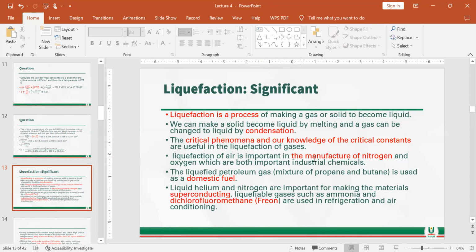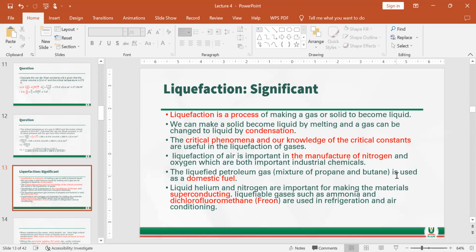Liquefaction of air is important in the manufacture of nitrogen and oxygen, which are both important industrial chemicals. The liquefied petroleum gas, a mixture of propane and butane, is used as domestic fuel. So liquefaction is also useful in the domestic fuel industry. Liquid helium and nitrogen are important for making materials superconducting.